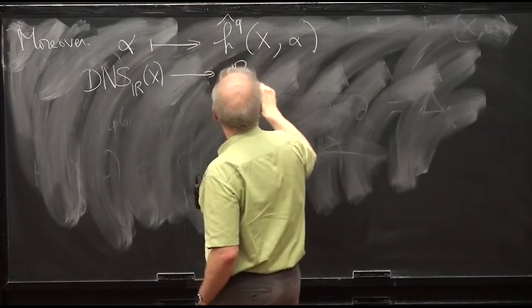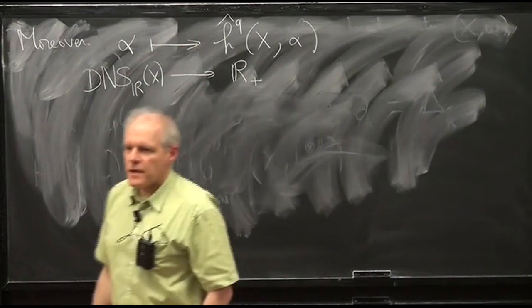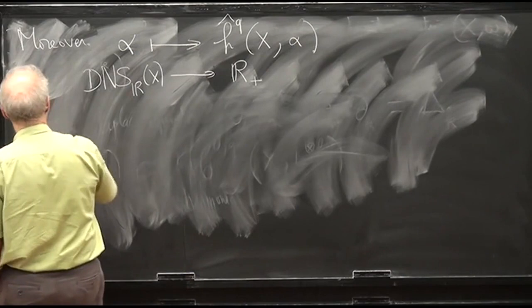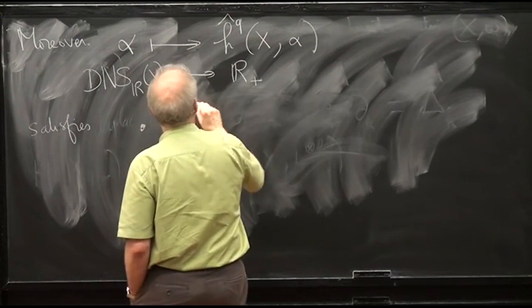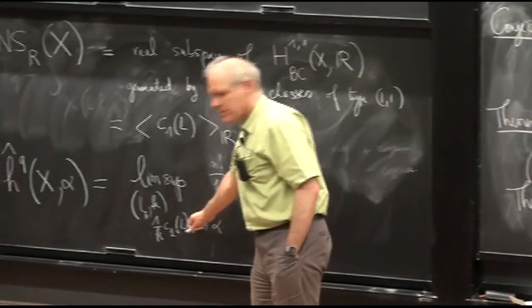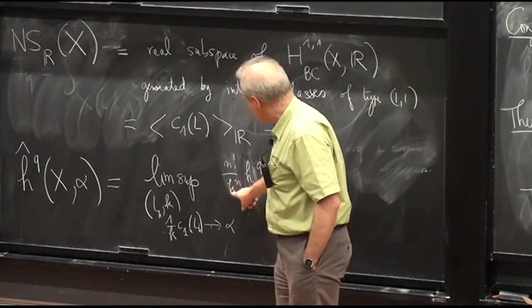Well, this map is homogeneous and locally Lipschitz continuous. So homogeneity is obvious. If you multiply by a factor, well, you can approximate the real numbers by rational numbers. So if you raise L to a multiple, then this multiple gets raised to power n. So what you get is this homogeneity.